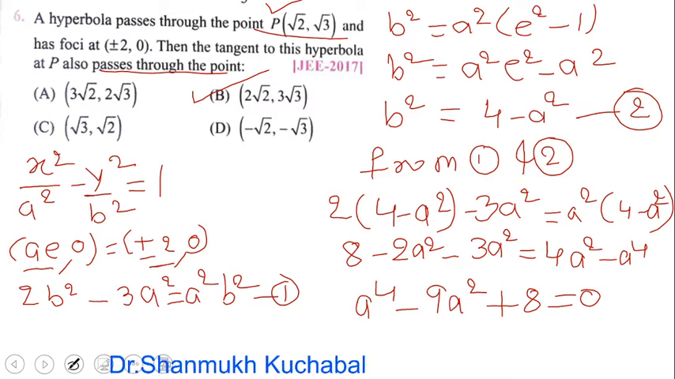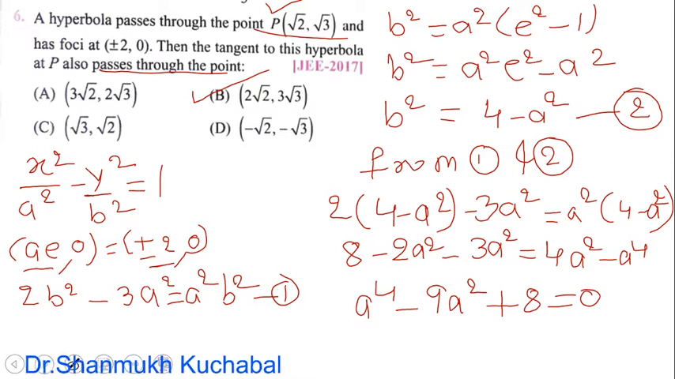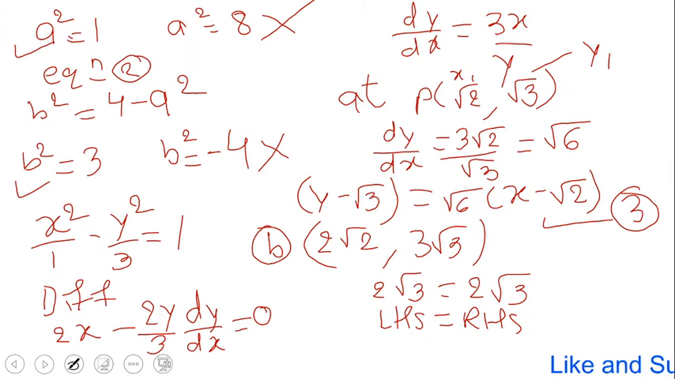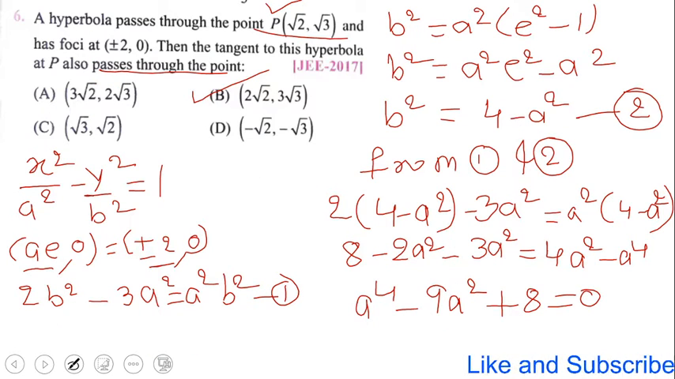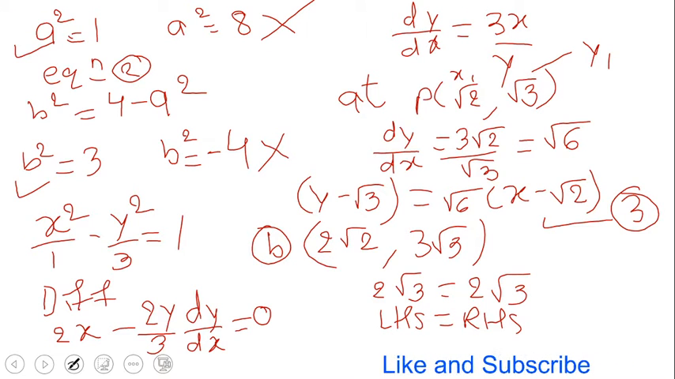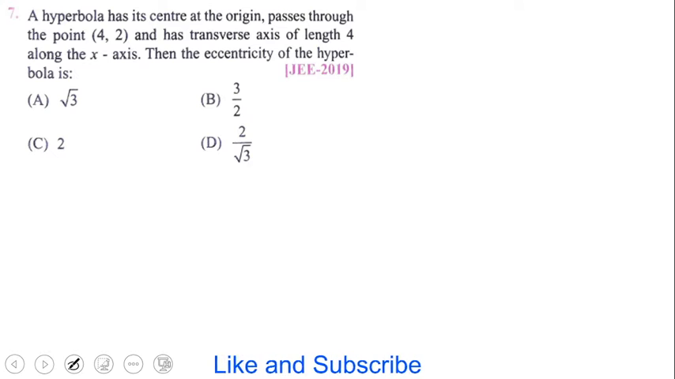You can verify C as well as D. We are not going to get LHS equal to RHS in options A, C and D. Therefore option B is the right answer. Okay, so this is the first page solution and this will be the second page solution. Okay, we'll move to the next example.